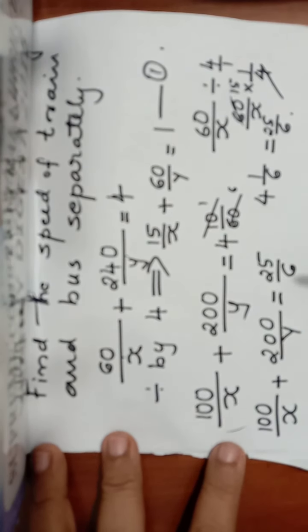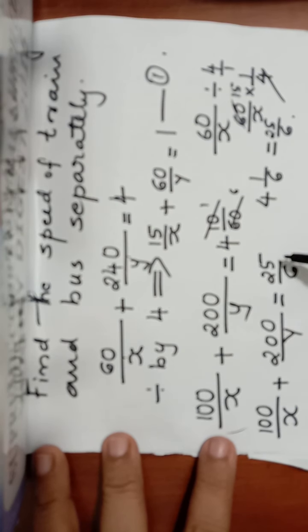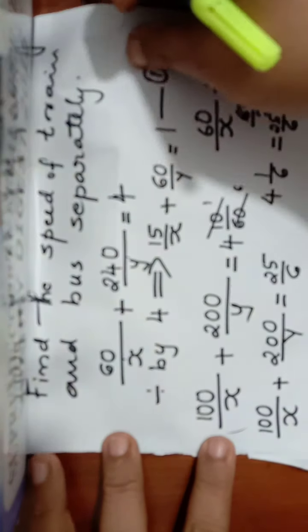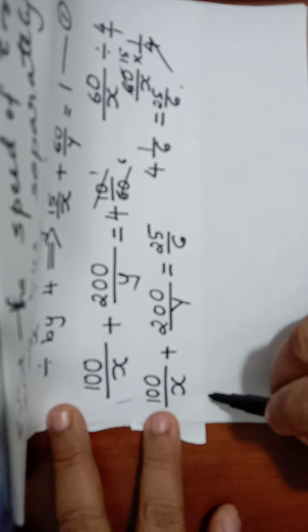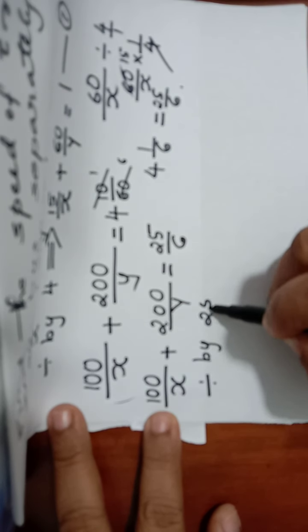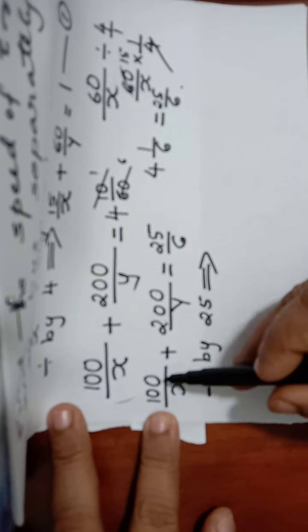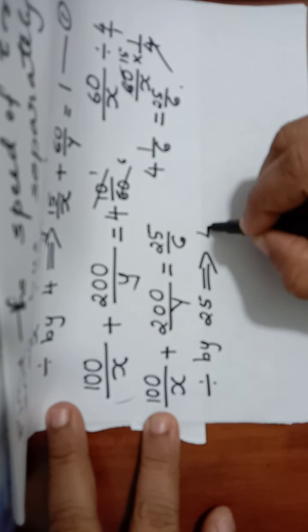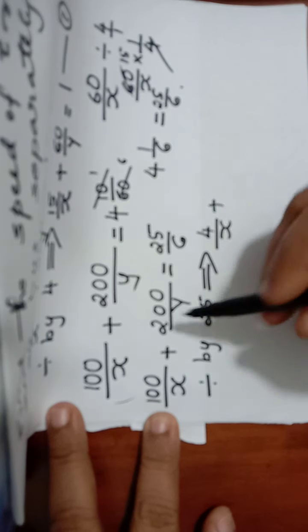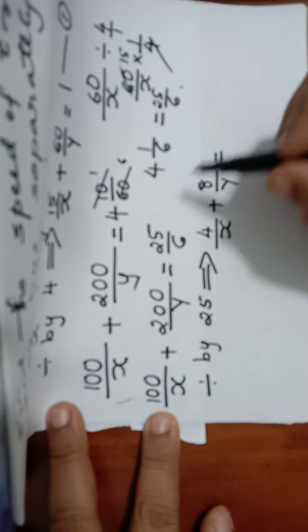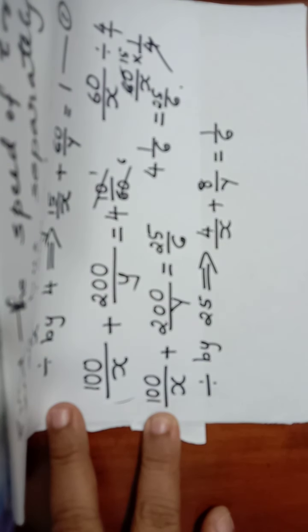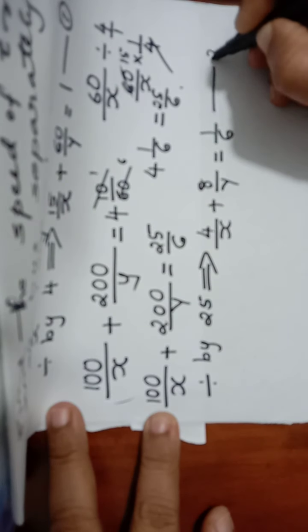Look at this, children. We have 100, 200, 25. Isn't 25 common? So throughout we have to divide by 25. That is how we are simplifying the equation. When we divide by 25, 100 becomes 4 by x, plus 200 divided by 25 is 8 by y, and 25 divided by 25 is 1 by 6. This is how we get the second equation. Now we have the first equation and second equation. We have to solve it and get the answer.